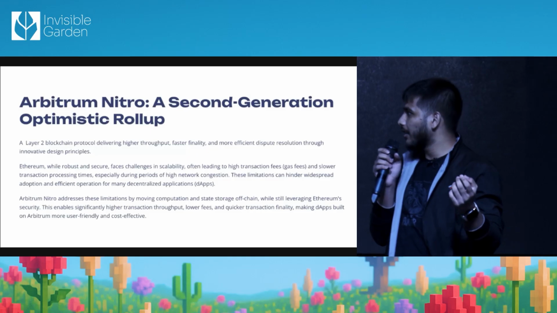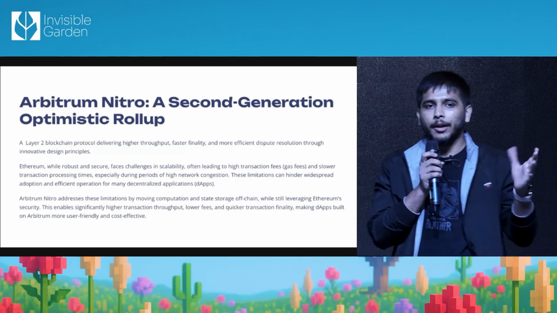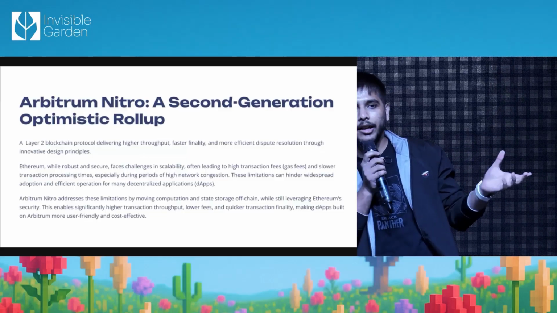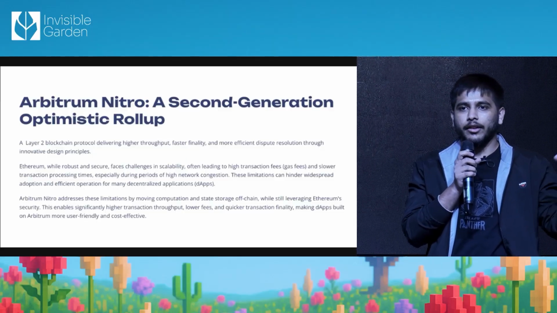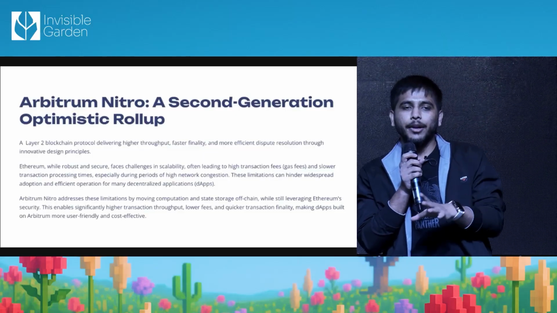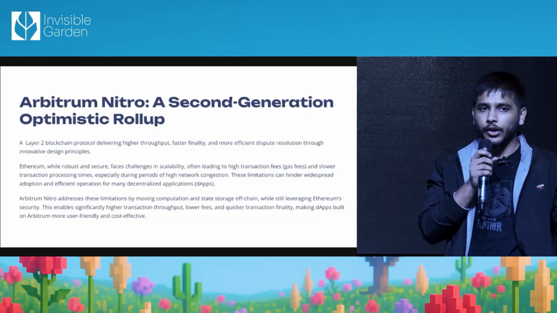Our goal is that we'll be learning about Arbitrum Stylus. Arbitrum Stylus is a multi-VM model where you can write smart contracts in Rust or C++, and they compile down to WASM, and they are interoperable with Solidity as well.